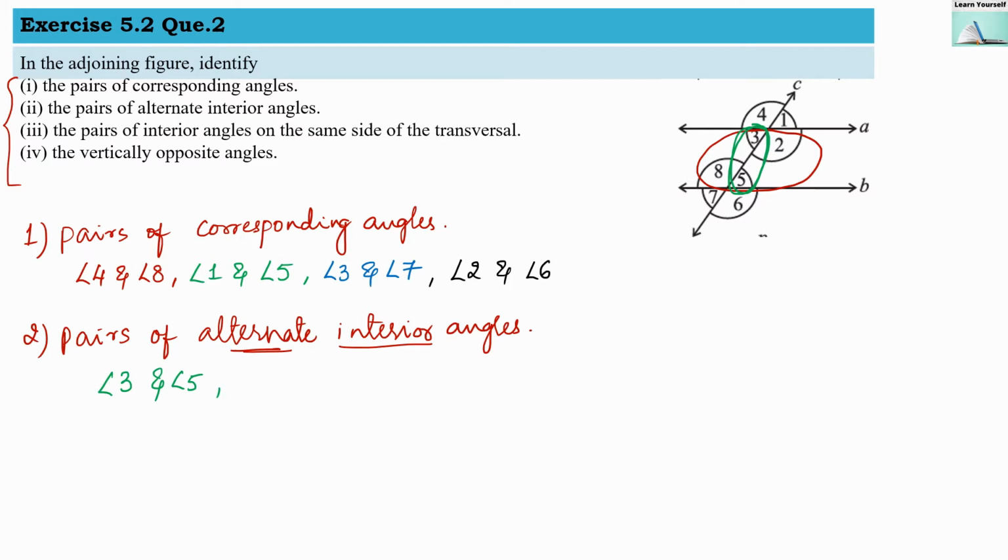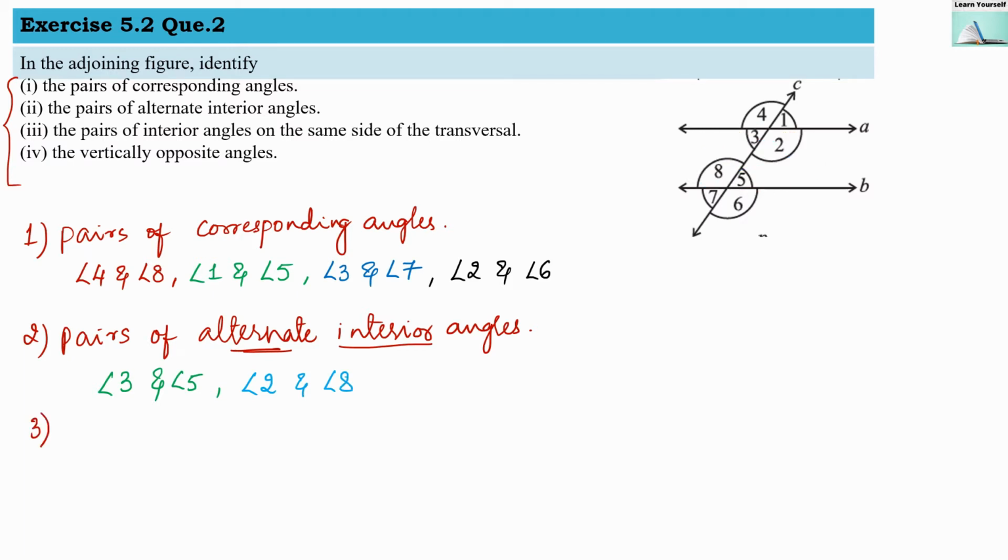Now the second pair, as you can guess, will be 2 and 8. They are diagonally opposite, they are interior also. So angle 2 and angle 8.